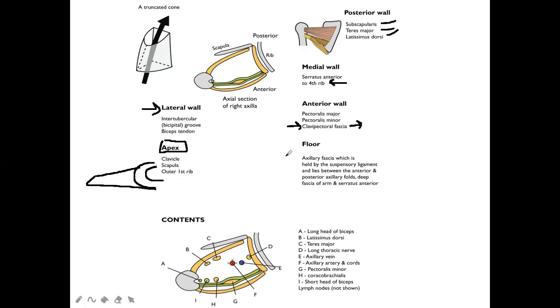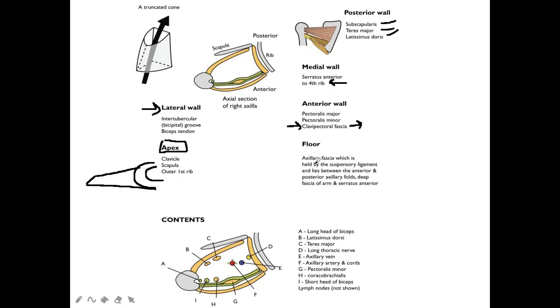Then the floor of the axilla, there is actually a fascia. There's dense fascia forming the floor of the axilla. The axillary fascia is held by ligaments that we call the suspensory ligaments. The floor has anterior and posterior extents. The anterior extent is called the anterior axillary fold, and then we also have a posterior axillary fold. So that's what we have there.